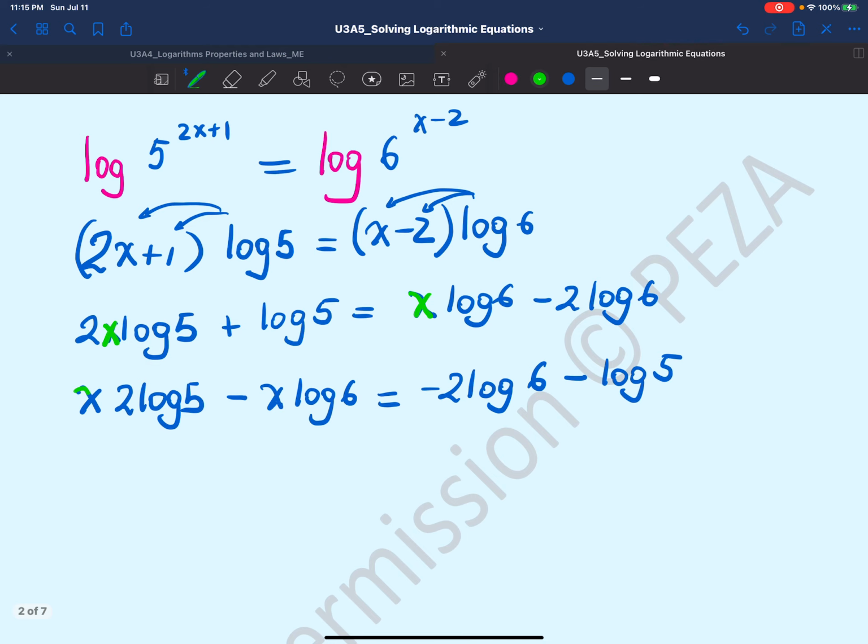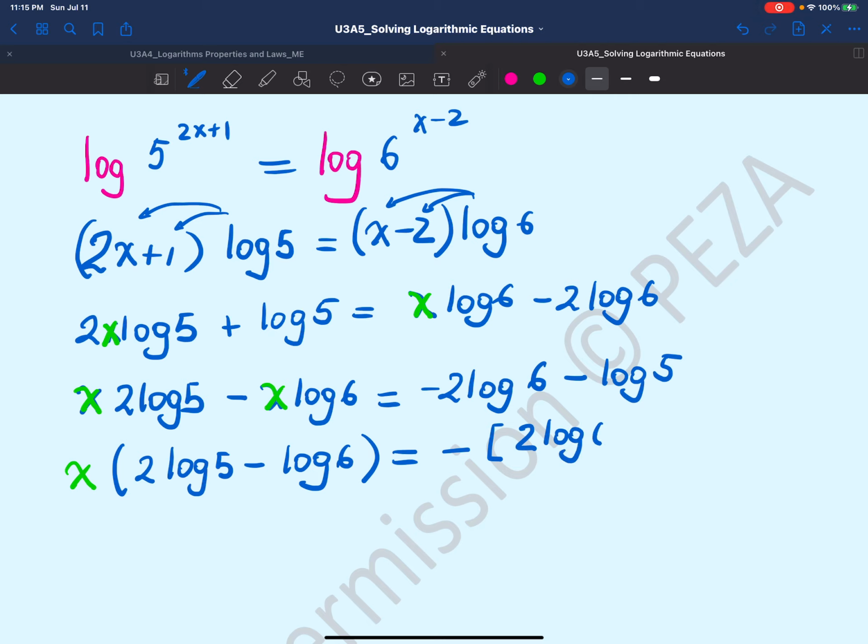Now, as you can see here, x is the variable we're solving for, and is going with this funny looking coefficient. So in order to isolate x, we will factor x out from each term. So we have x times (2 log 5 minus log 6) equals, and what we see in here is a negative sign, which we can take out, and then we'll have negative (2 log 6 plus log 5). To isolate x, we are dividing both sides by 2 log 5 minus log 6.